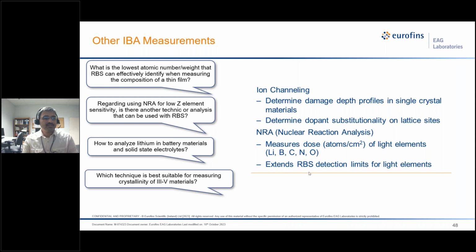So we can extend RBS detection limits for light elements using nuclear reactions. For example, lithium, boron, carbon, nitrogen. These have poor detection limits for the pure RBS technique, but we can extend the detection limits using nuclear reaction analysis. But these are case-by-case basis. We have to see the feasibility of the film stack before we say yes for the analysis.